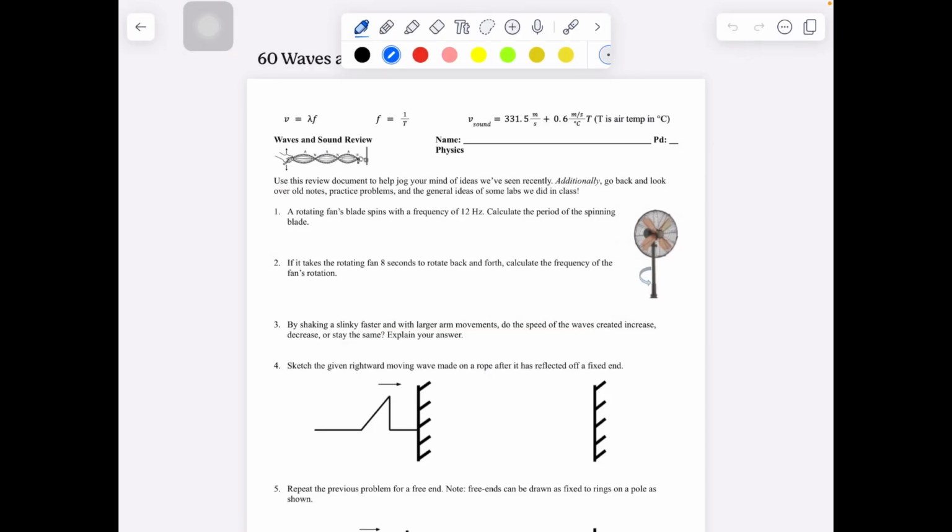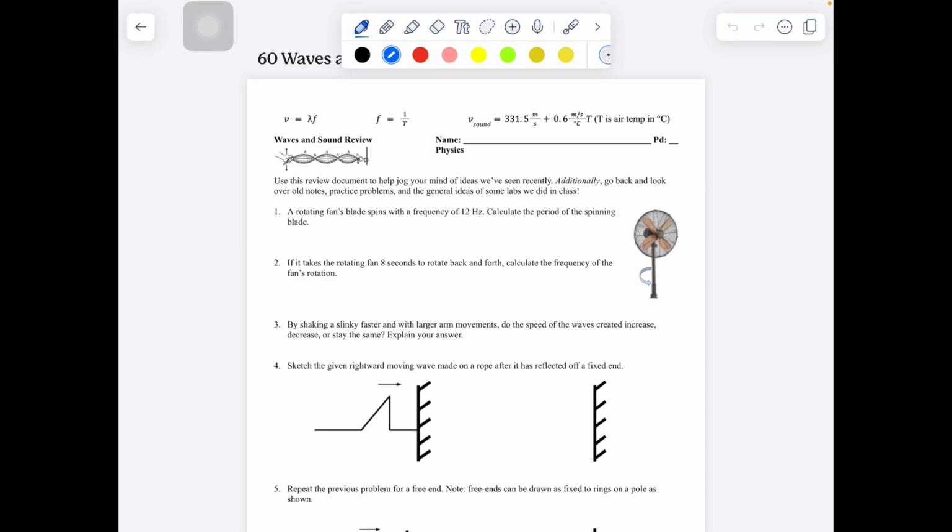Alright, hey guys, today we're going to go over our waves and sound review with some fully worked out solutions. Let's get started with number 1. A rotating fan's blade spins with a frequency of 12 Hertz. Calculate the period of the spinning blade.